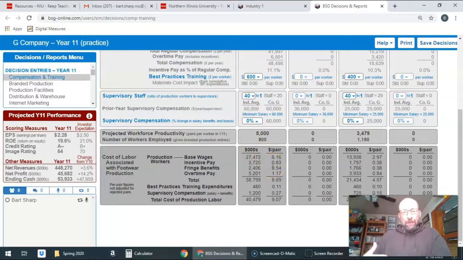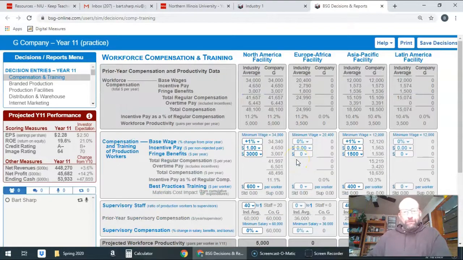But more managers means more managerial salaries, so you have to manage that. Something I should point out here too: you'll notice that there are zeros here in Europe and zeros here in Latin America. This is a global enterprise that you are managing now.